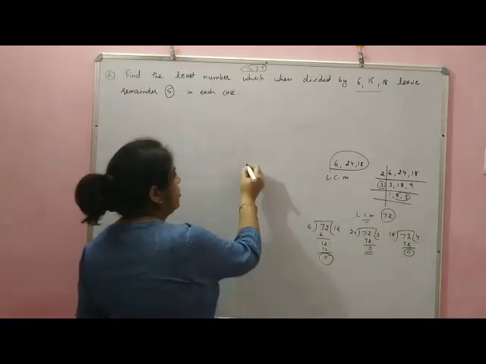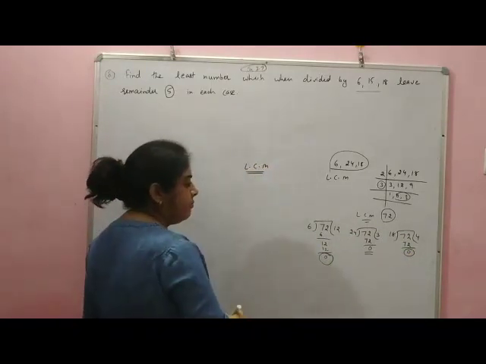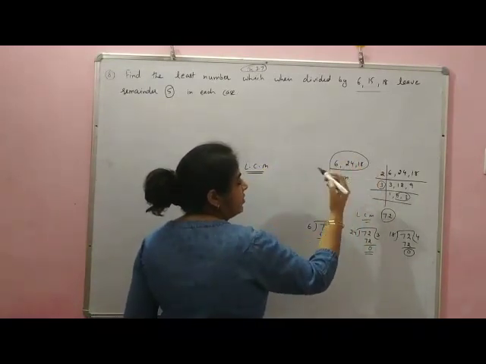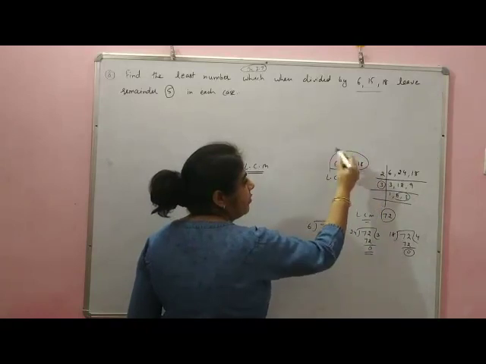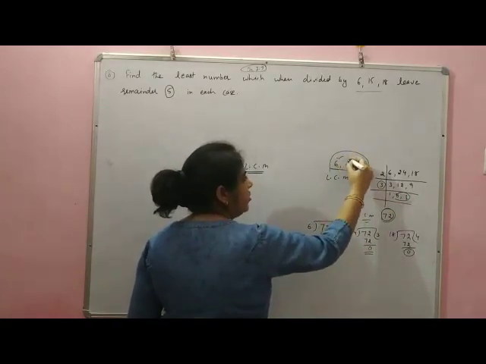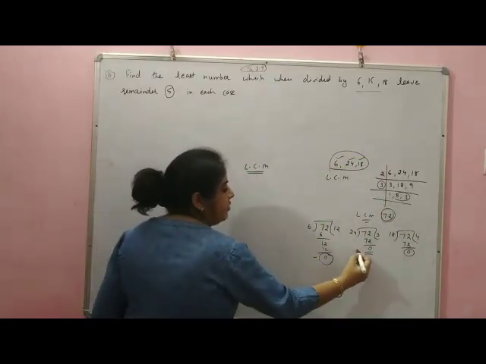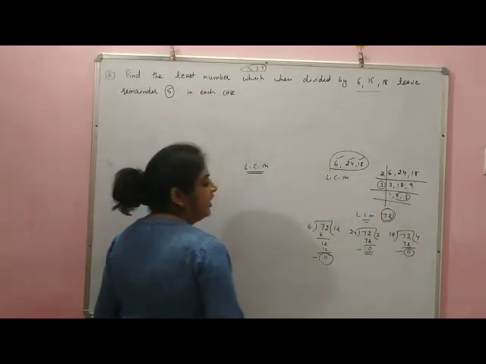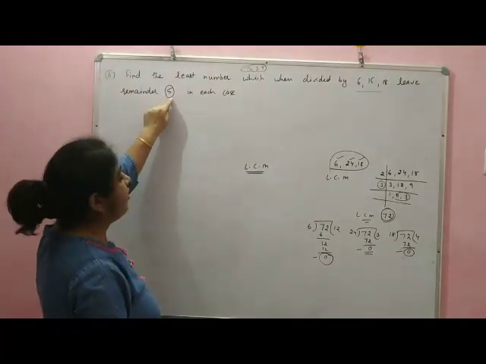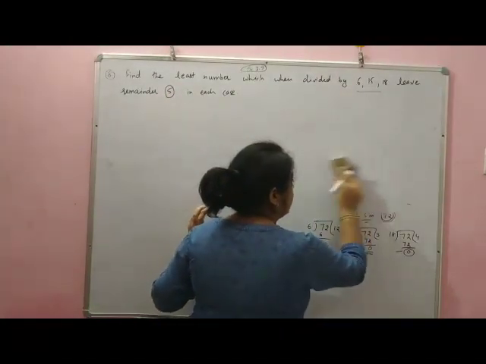So it means, what is the LCM? LCM is a number, a multiple of all three numbers. Least common multiple of all three numbers. So when the LCM is divided by all three numbers separately, we get the remainder 0 in each case. Students, but we want here remainder 5 in each case. So how to do this?